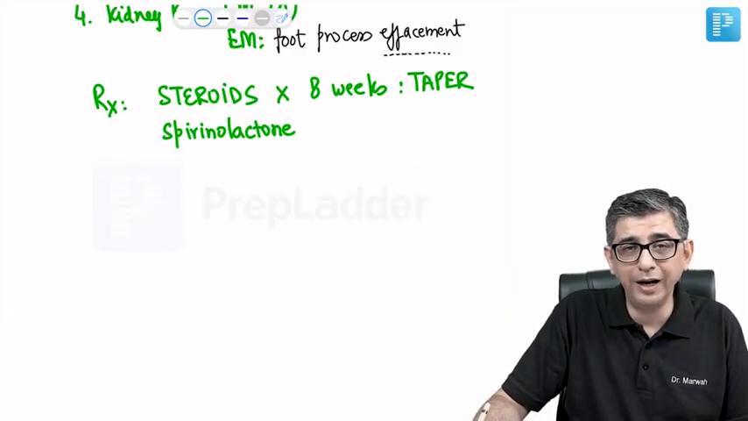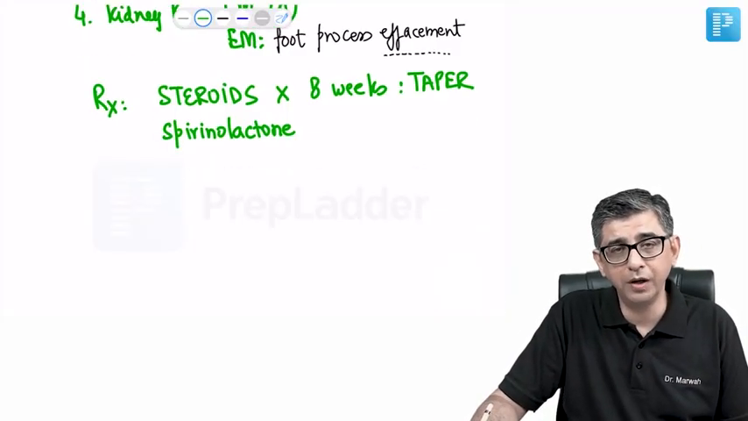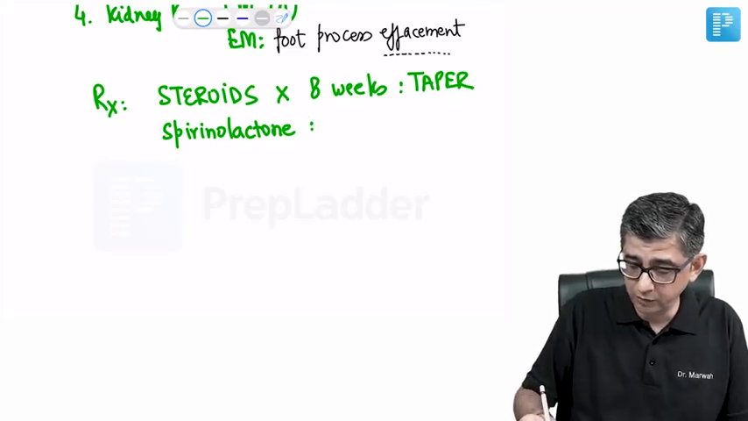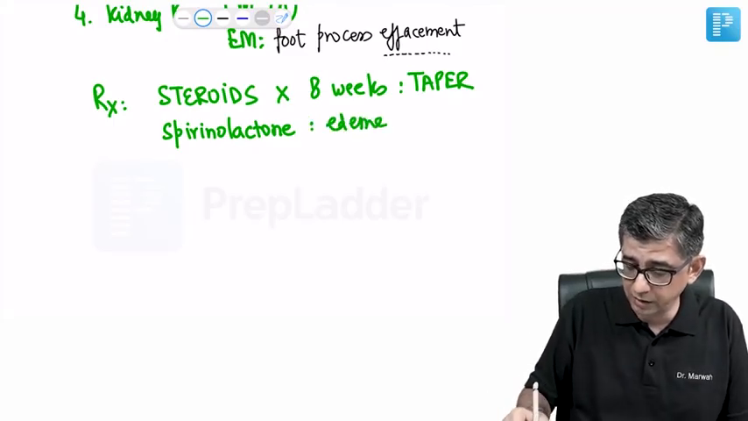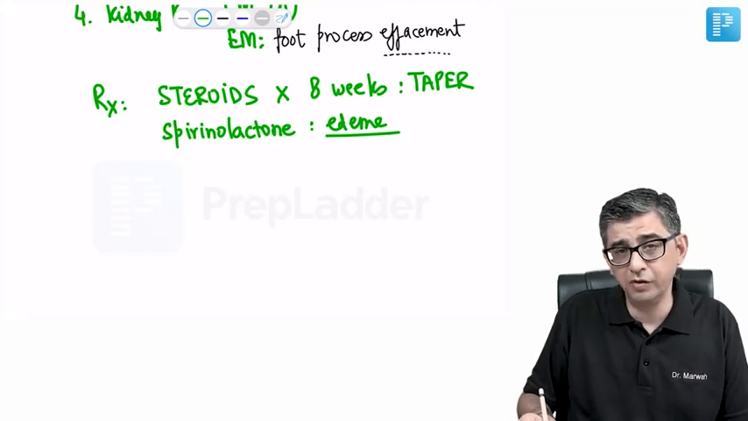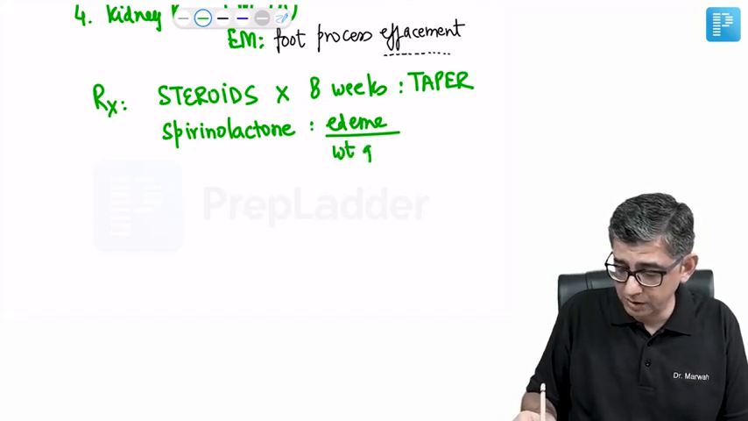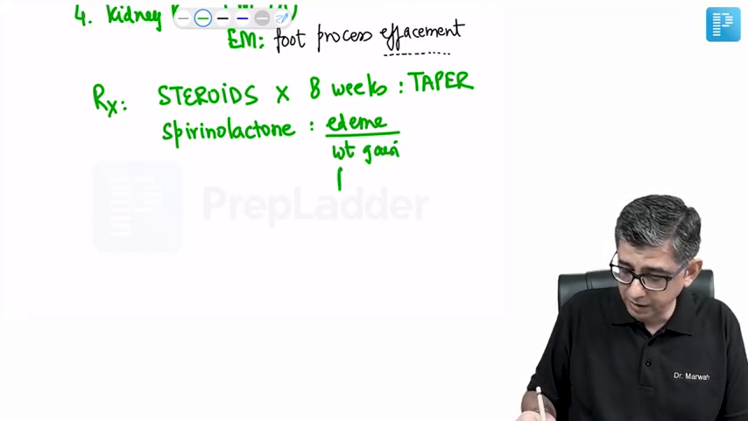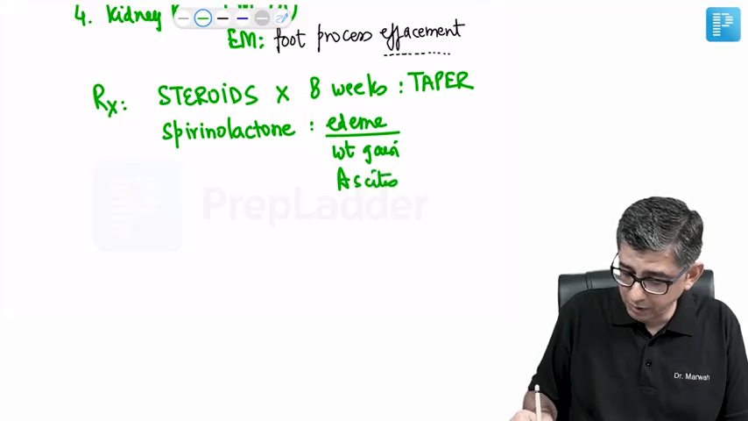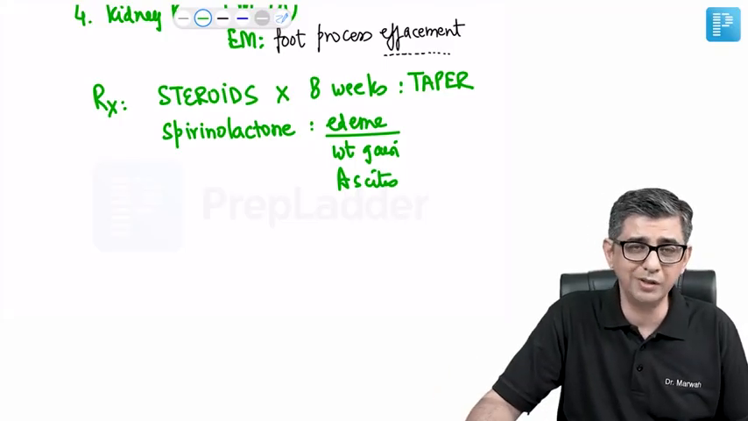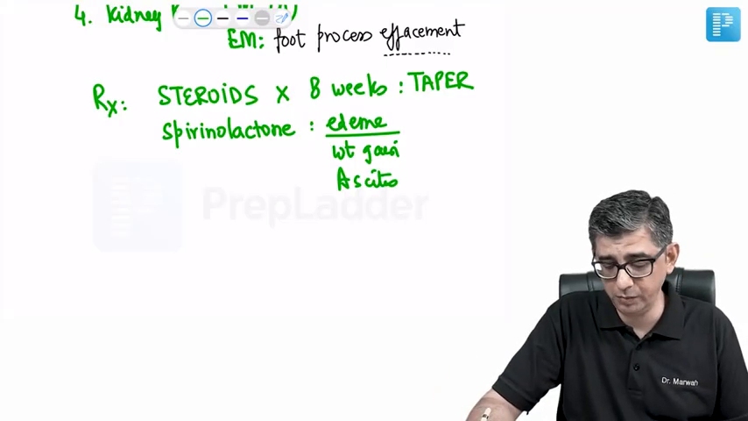But to treat the edema component, the periorbital edema, ascites, as well as the pleural effusion component, it is spironolactone which is used, which is a potassium sparing diuretic. This is the preferred drug for management of edema, weight gain, ascites and pleural effusion that would be developing in these patients. And why am I not using thiazides? It is because of the risk of hypokalemia.